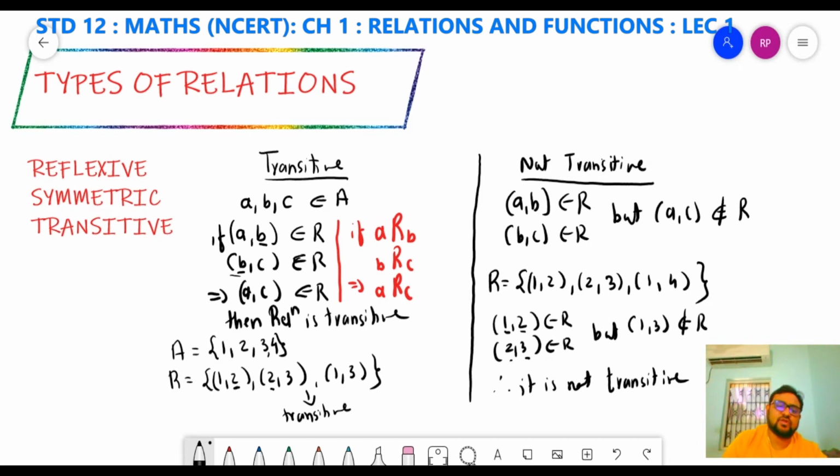So either prove that it is transitive using this or prove that it is not transitive. If you are not able to find any such pair like this, then it will be transitive. So that was about transitive relations. Just note it down.